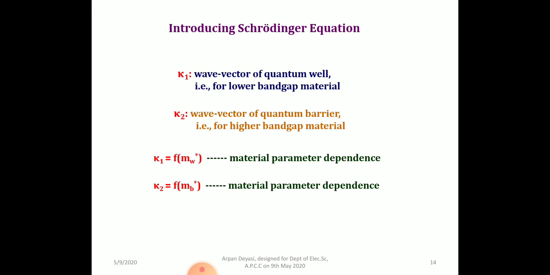I will make two lectures. One will be based on the TMM, another will be based on the PMM, and if time permits, I will go for FDTD also, or at least finite difference. Forget about the time dependent part, but I will make a finite difference approach. But Schrodinger's equation will give you this sort of material parameter dependence.